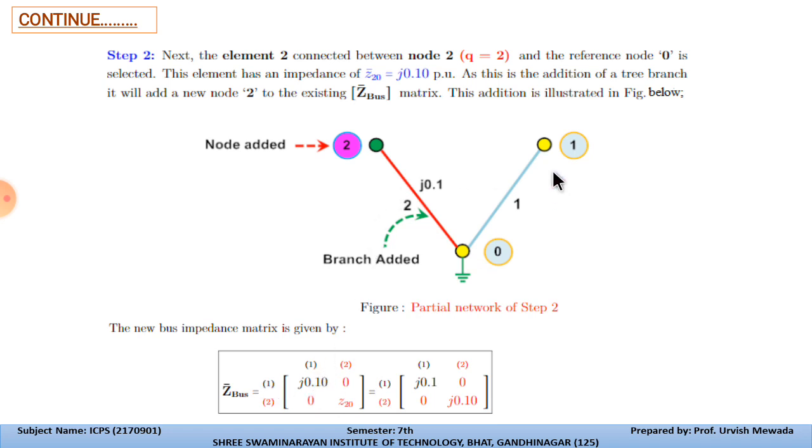So 1 is j0.10, and 1 to 2, there is no connection, so it is 0, and 2 to 1 again there is no connection, so it is 0, and 2 2, the impedance of this is Z20. Sorry, Z20 over here.